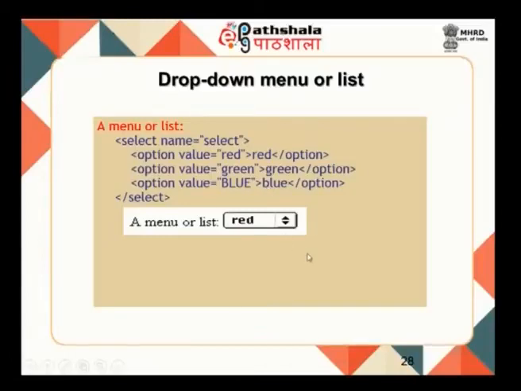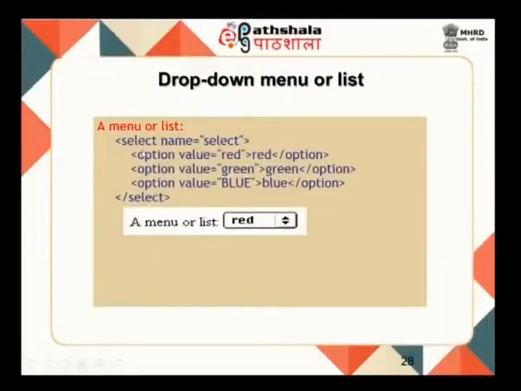Now, how to create a drop down menu or list? A menu or list is created using the select and option tag. Here you can see select, and this drop down menu has got a name, and the options have values like red, green, blue. Select has an opening and closing tag, and option also has an opening and closing tag. The different option values you have provided are red, green, and blue.